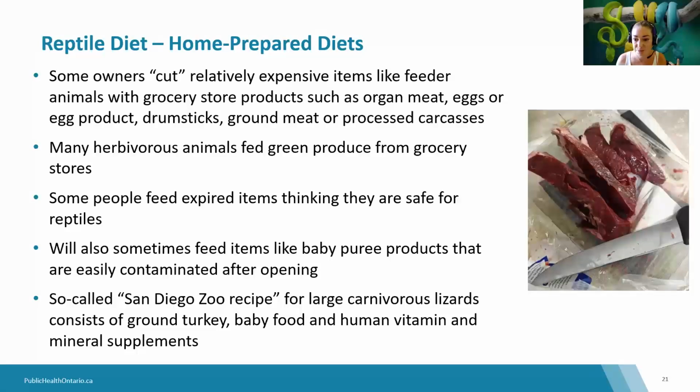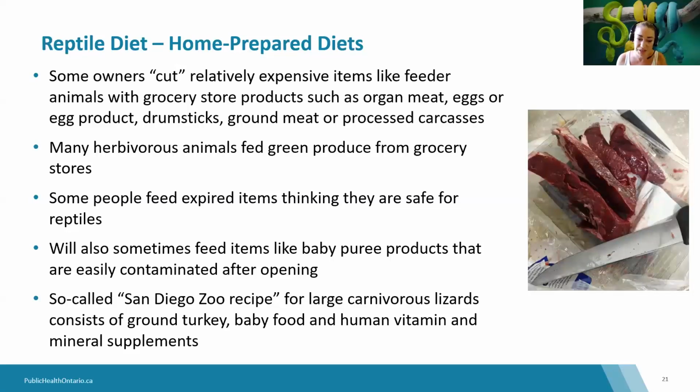So this is a picture of some beef heart that I was cutting up to give to my turtles for enrichment. Many herbivorous animals are fed green produce from the grocery store. Some people will feed things that have expired to their pets because they think it's somehow safe for them, even if it's spoiled or moldy or something that says it's probably not something you should be consuming. Some people also use baby purees. There's this belief that you can take baby puree and mix it into other things, and it becomes like the gastrointestinal contents of a rodent or a chick, which isn't true.